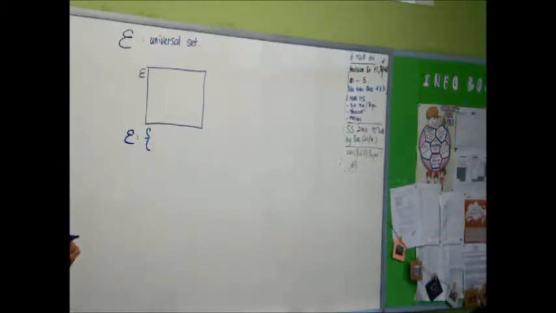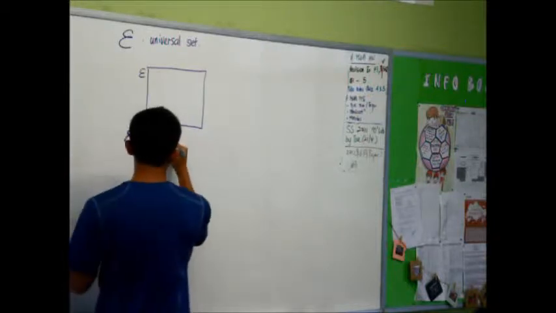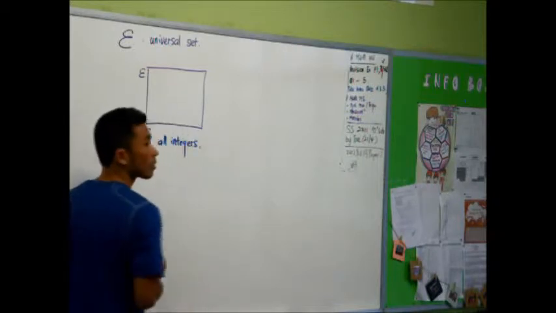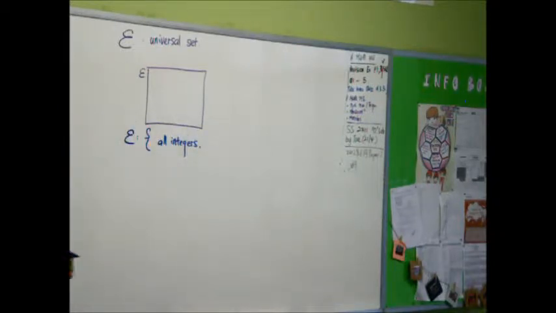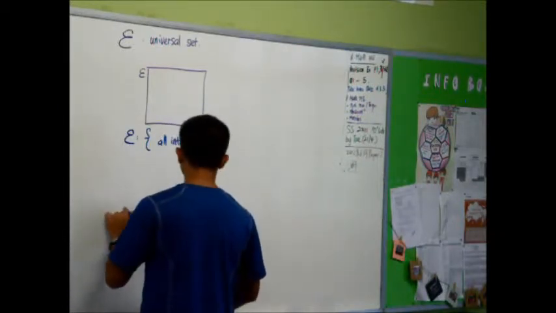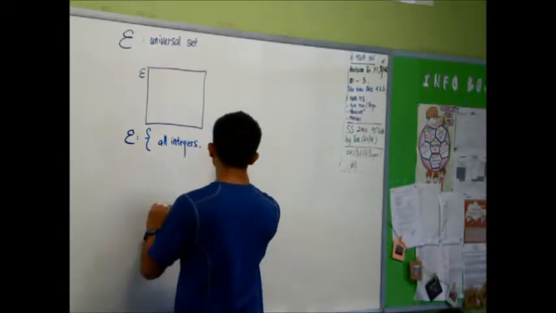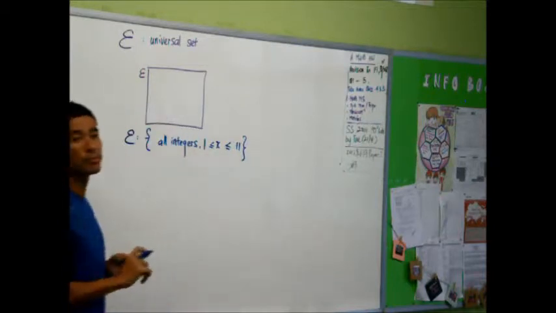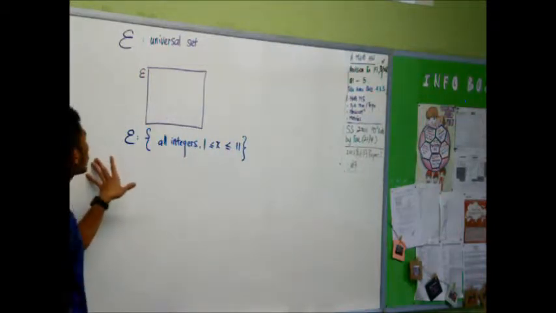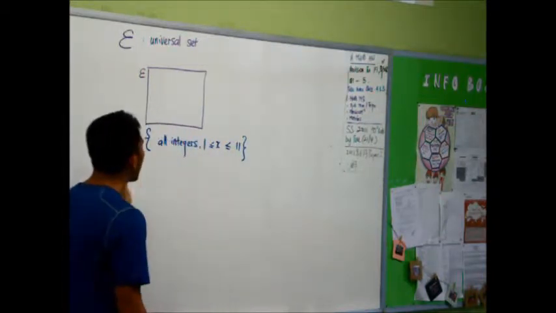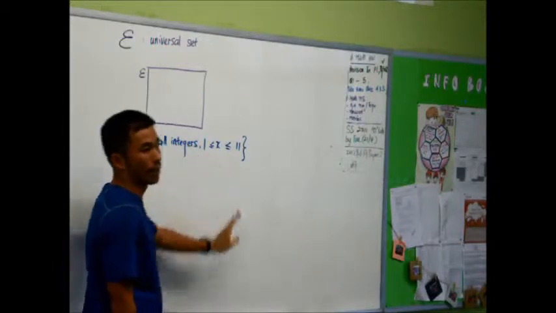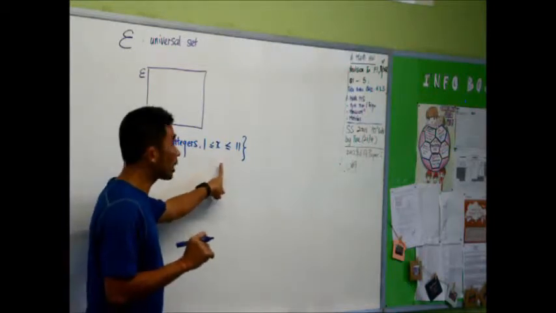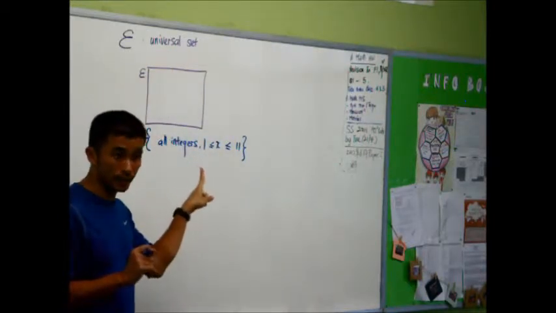Okay, I would like to include all integers, and the integers must be between 1 to 11. Alright, I would like it to be all integers between 1 to 11. So any integer in between 1 to 11 must be found inside the universal set.